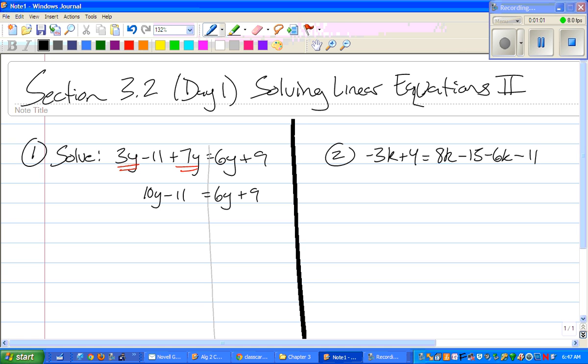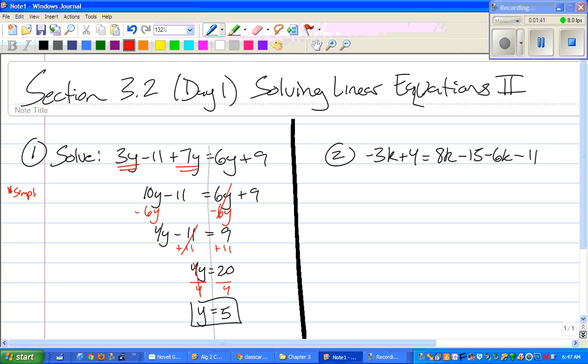Now, we need to move our variables to one side. So I'm going to move the smaller y, the smaller variable. So we can get 4y minus 11 equals 9. Okay, and now we're going to use SADMAP. So I'm going to add 11. You get 4y equals 20. And then to get rid of multiplication, you divide both sides by 4. And you get y equals 5.